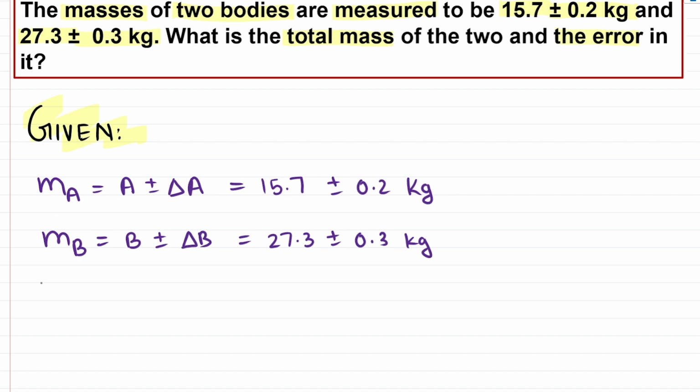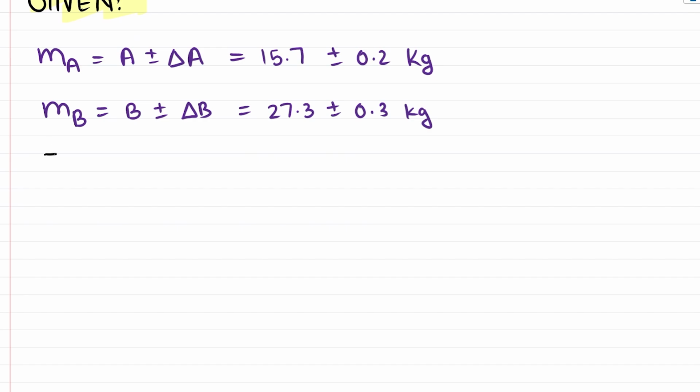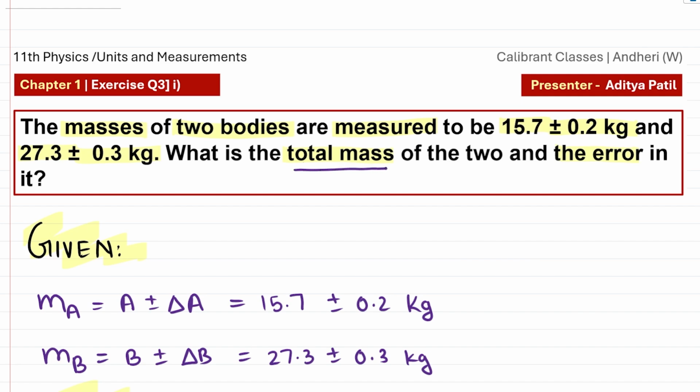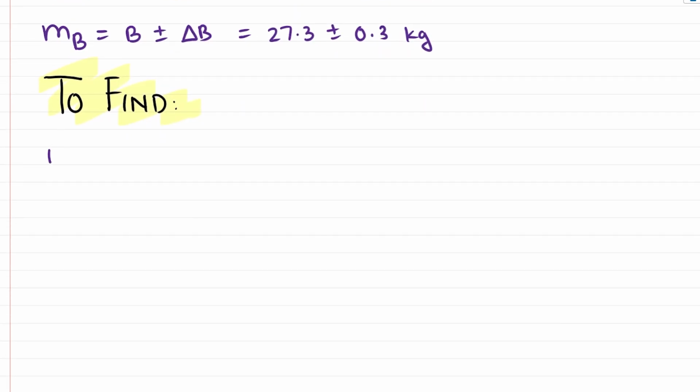So let us now move to the next section of our numerical, that is to write the to find part. In the to find section we will write the quantities which we are required to find. In our question, we are asked to calculate the total mass and also the error associated with this total mass. So all in all, we have to calculate two quantities. First is the total mass, that is the combined mass when we sum these two bodies. Let me represent this total mass using the letter Z. Now this is just an arbitrary letter. You can use any other letter or alphabet to represent total mass. I am using Z over here.